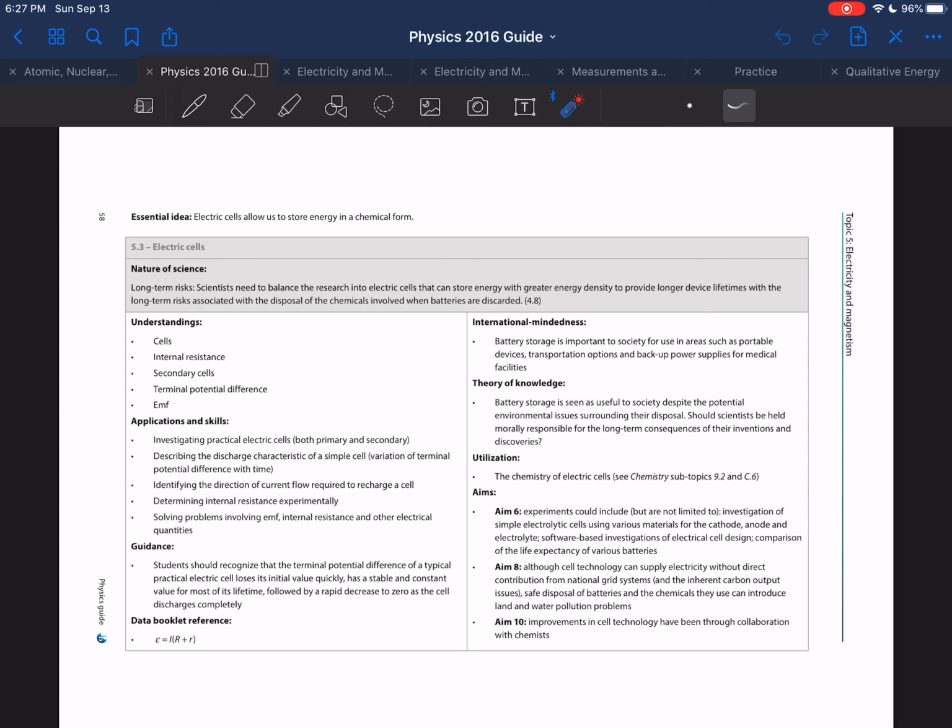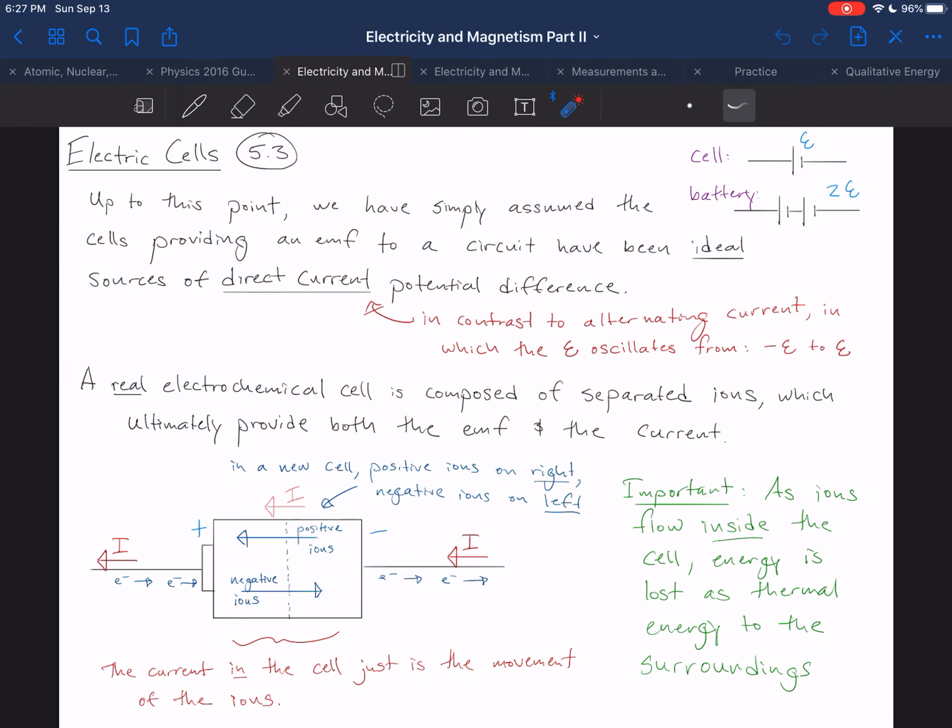Hello everyone. In this video we will continue to examine topic 5.3 electric cells, and in particular we will introduce the idea of internal resistance. Alright, so in the last video we discussed how up to now we had been simply assuming that our sources of DC potential difference were ideal cells.